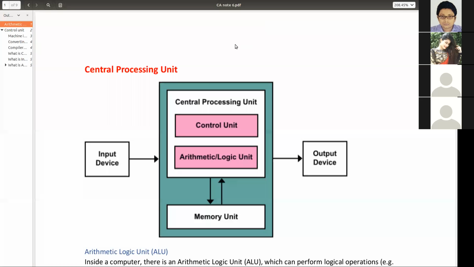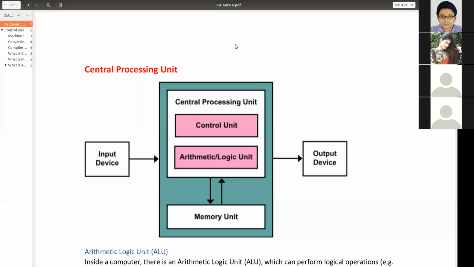Okay, now this CPU is basically composed of three parts. That means within this CPU you will get three parts. One is known as the control unit, second is known as the arithmetic and logic unit, and third one is known as the memory unit. So there are three parts: control unit, arithmetic and logic unit, and memory unit.